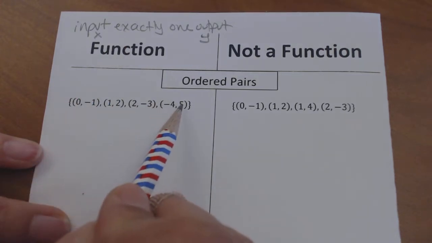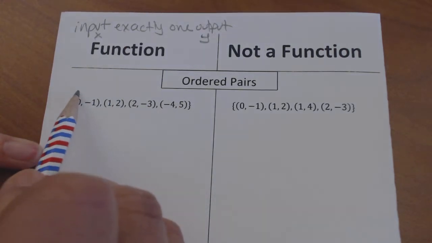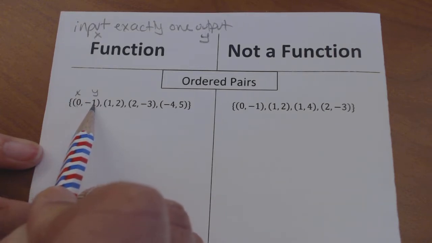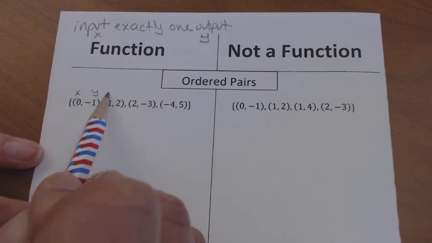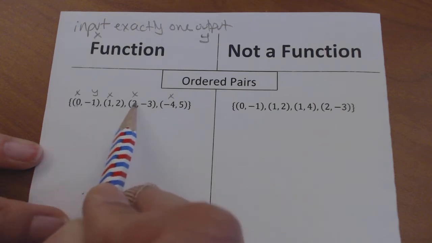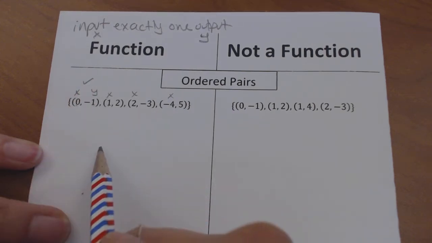So here, for these ordered pairs, I have 0, -1. The input is x and the output is y. So this 0 is now paired with -1. It cannot be paired with any other number. So let's see. This input is 1, this input is 2, and this input is 3. There's no other zeros there, so I'm all set.